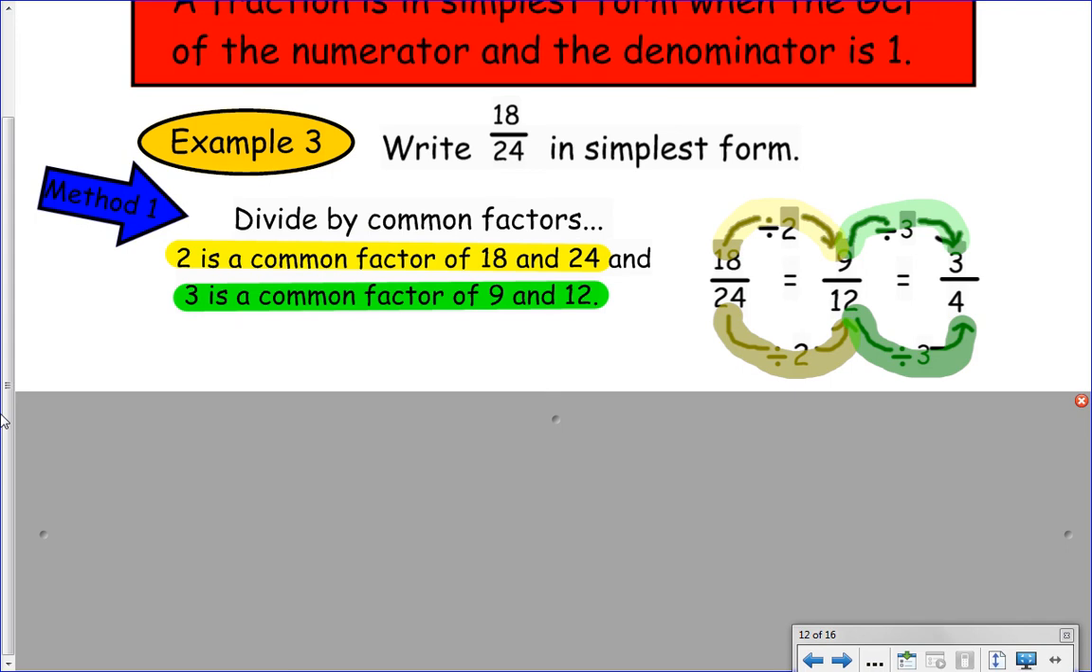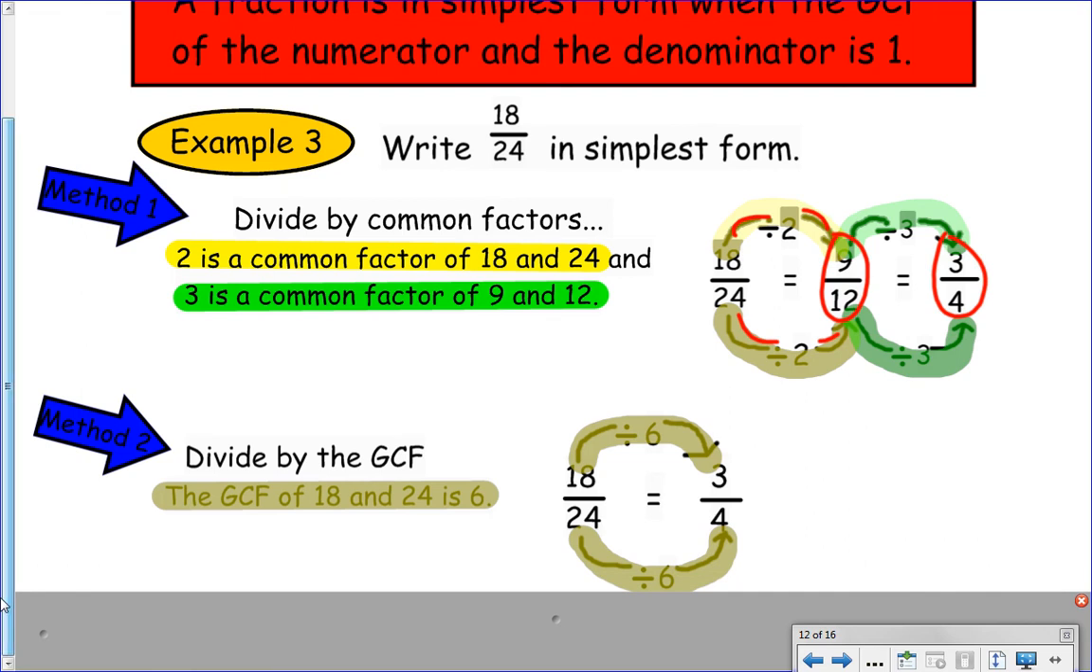Okay, I can divide 18 and 24 by 2. So 2 is a common factor of 18 and 24. 3 is also a common factor of 18 and 24. So in this case, what they did is they took 18 and 24 and divided them by 2, which gave us 9 over 12. Okay, so 9 and 12 can both be divided by 3. So they took 9 divided by 3, which is 3, and 12 divided by 3, which is 4, and that gives us 3/4.